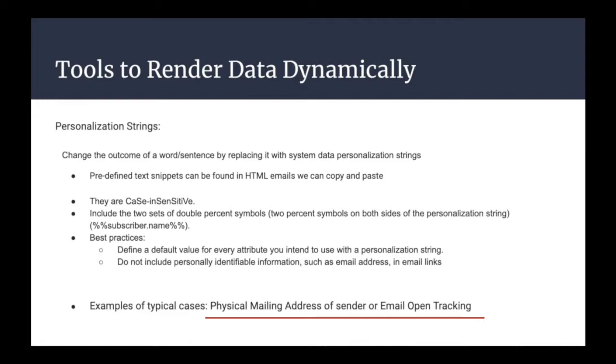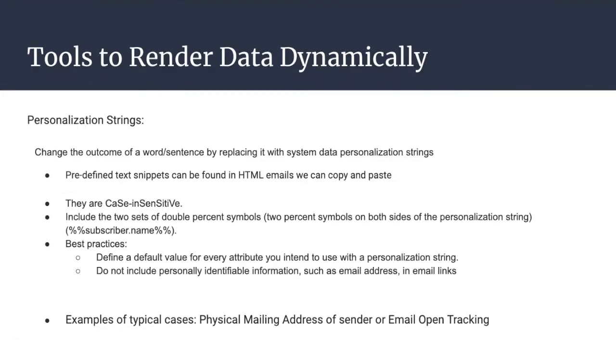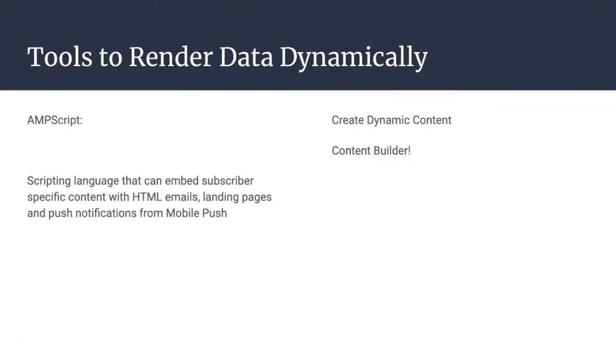Some tools that we can use as well include AmpScript. This is a scripting language that can be embedded, and it could be subscriber-specific content with HTML emails, as well as landing pages, or even push notifications from mobile push. And finally, of course, we can create dynamic content within Content Builder.